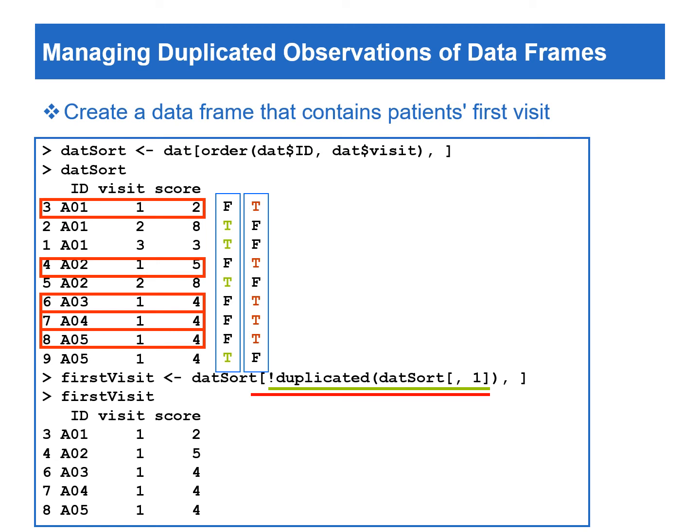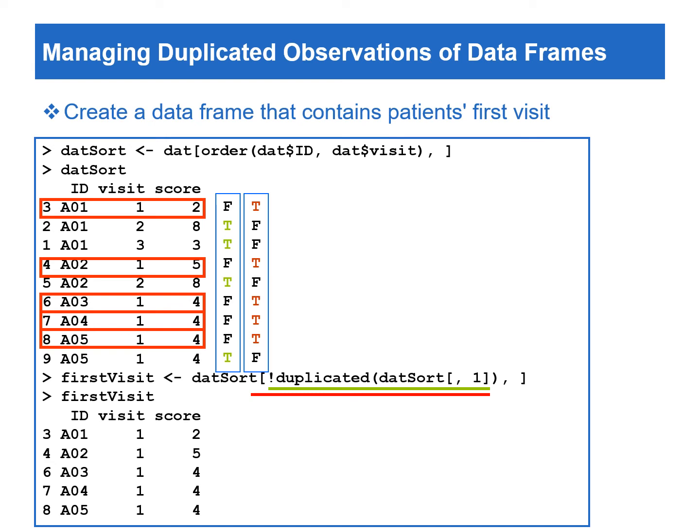Negating the result from the duplicated function creates a logical vector indicating which observations contain the records of the patient's first visit, since the data set is previously sorted by visiting time within each patient. Placing this logical vector at the first position within the square bracket generates a data frame with the patient's first visiting time. At this point, someone might raise a question.